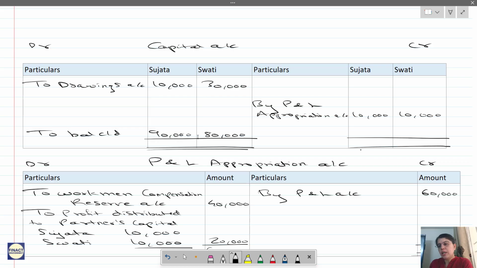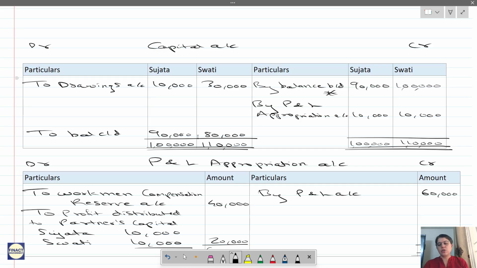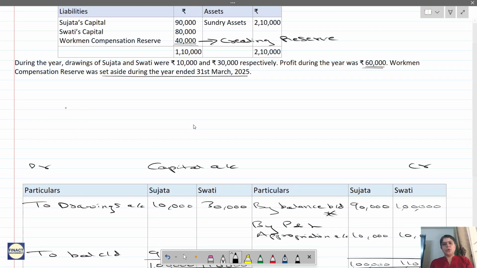Correct, because we need opening balance to calculate interest on capital. So Sujata total is 1 lakh minus 10,000. So you get by balance brought down, this is a balancing figure, 90,000, and then this is how much? 1,10,000. So 1,10,000 minus 10,000, you have 1 lakh. Now you have to calculate interest on capital on this. Okay, so let me calculate.